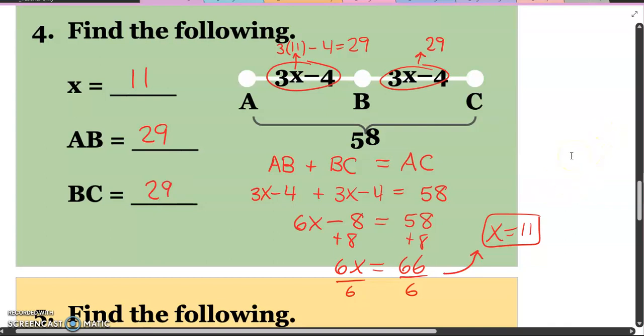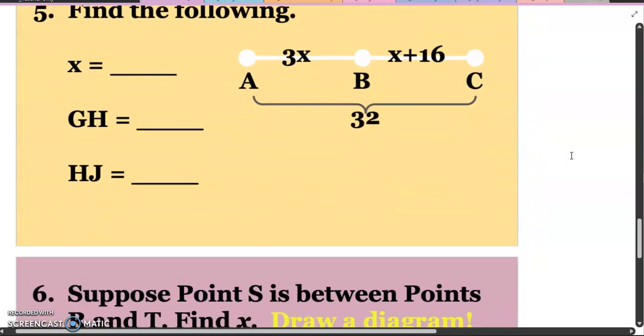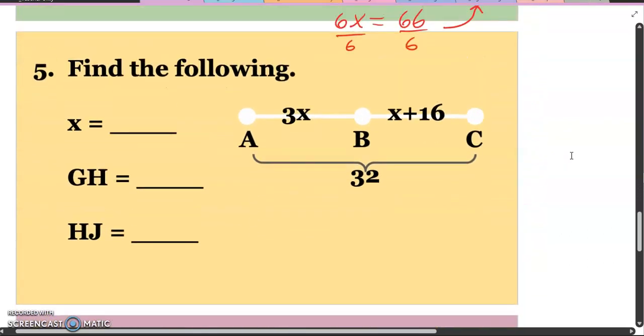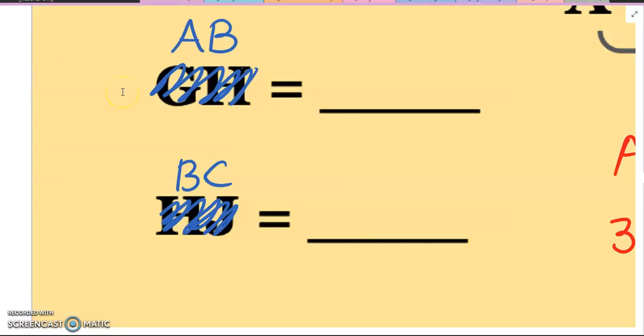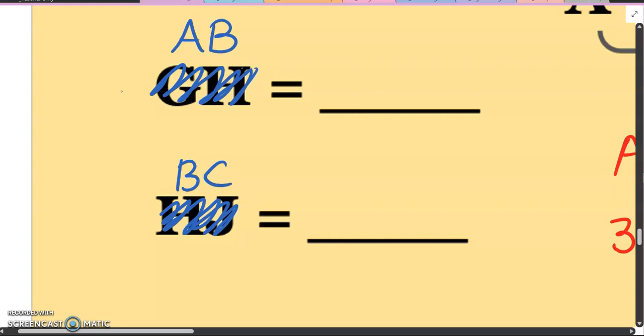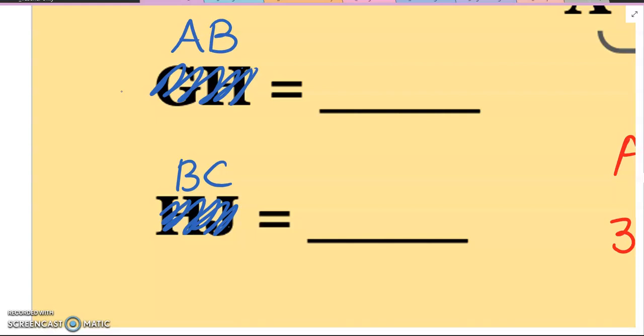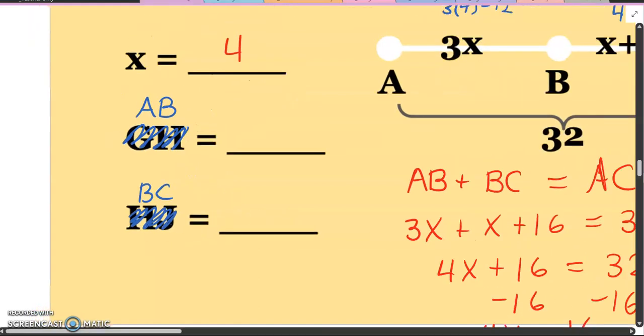So at this point in the video, I'm going to have you pause this, and I would like you to try example number 5. Pause this video now, try the problem out, and then press play, and we'll have results. Before I go over the answer, it appears my notes have a typo, so let's make sure we fix this. GH is actually meaning to find AB, and HJ is meaning to find BC. Make that change so you know what segments to find.